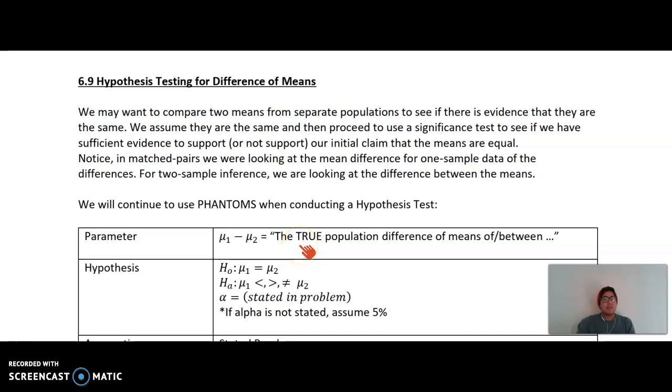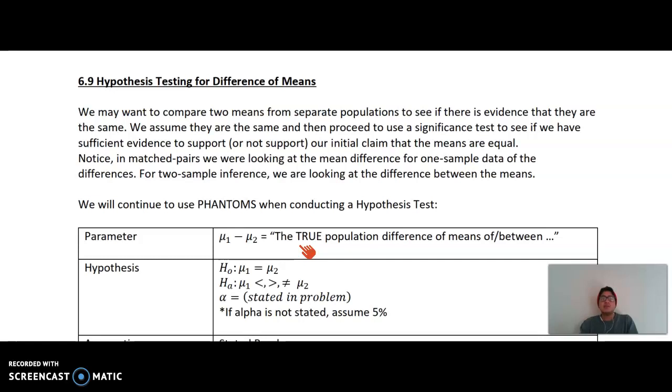Okay, so now we're looking at hypothesis testing for a difference of means. Here we may want to compare two means from separate populations to see if there is evidence that they are the same. We proceed by assuming they are the same and then use the significance to see if we have sufficient evidence to support or not support our initial claim that the means were equal.